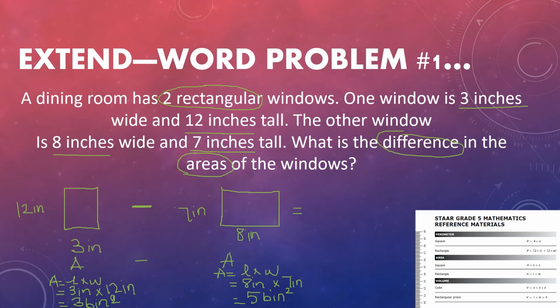And so now I have to reorganize it, put 56 inches squared on top and subtract it by 36 inches squared. And so my answer now is going to be just 20 inches squared. Okay. So that is my final answer. If you got 20 inches squared, you got it correct.